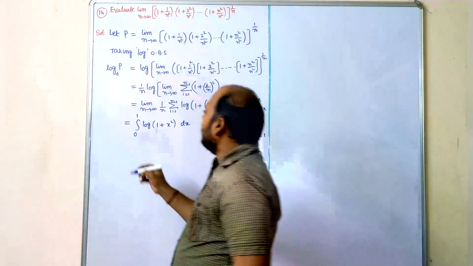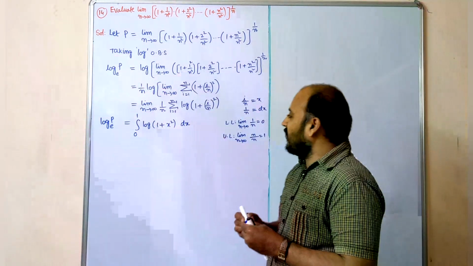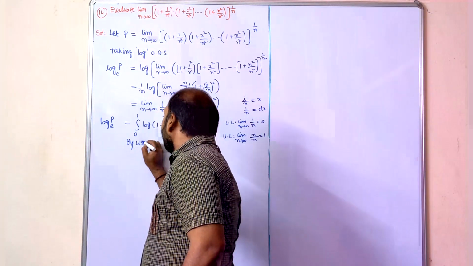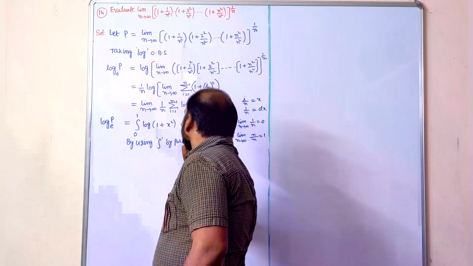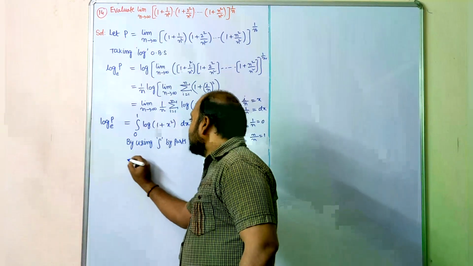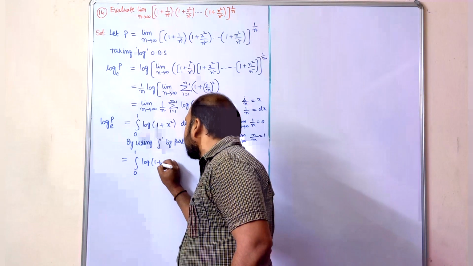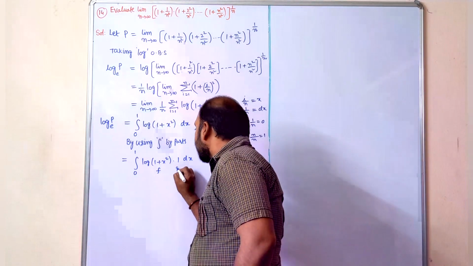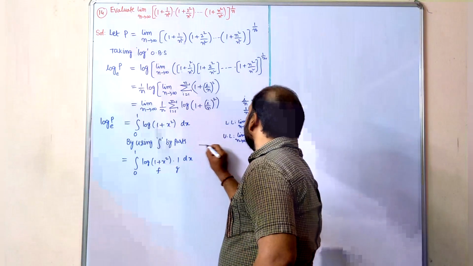Here we are going to apply integration by parts, dear students. This is log p to the base e. By using integration by parts formula, you know that. Whenever a log function is there, into 1 we can write, that is g of x. Integral 0 to 1 log of 1 plus x square into 1 into dx. This is f of x, this is g of x, dear students. Integration by parts formula, for your convenience I am writing here.